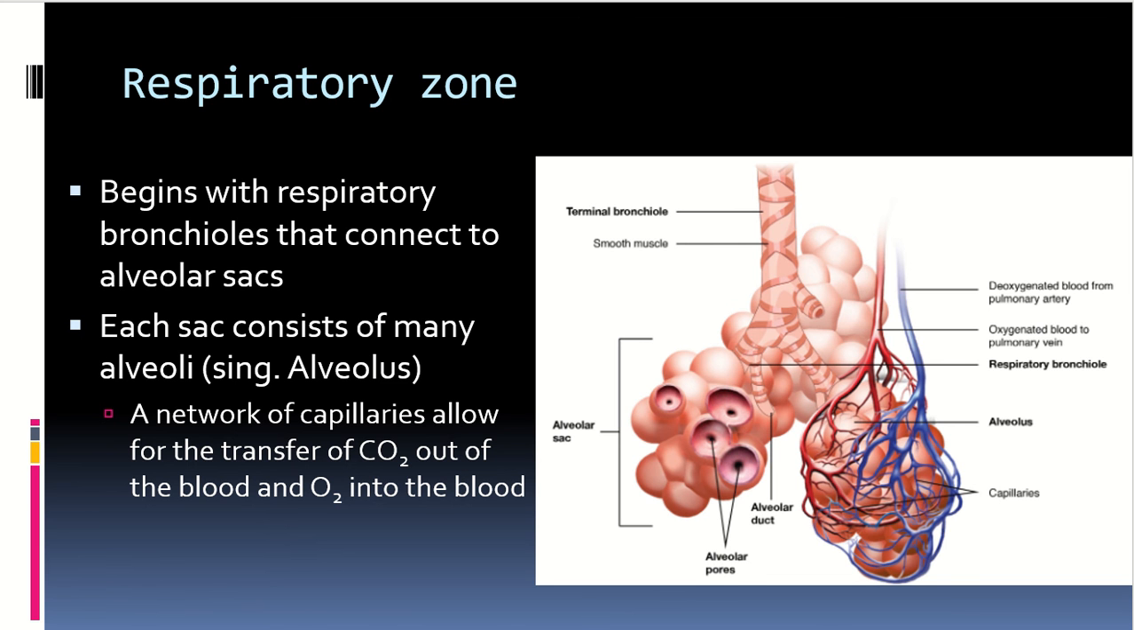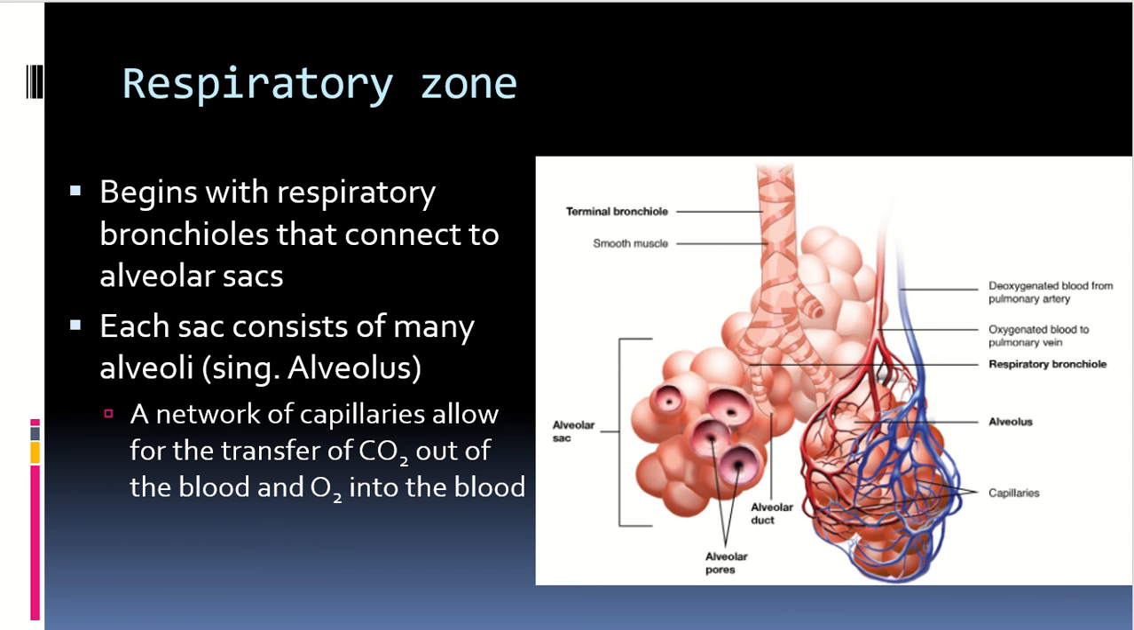Each sac consists of many alveolus, or, well, that's the singular. The plural is alveoli. That would be what the individual grapes would be of the alveolar sacs. And essentially, these are just a network of capillaries which allow the transfer of carbon dioxide out of the bloodstream and the flow of oxygen into the bloodstream.